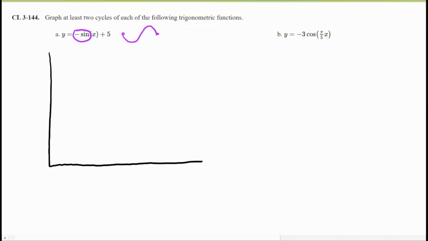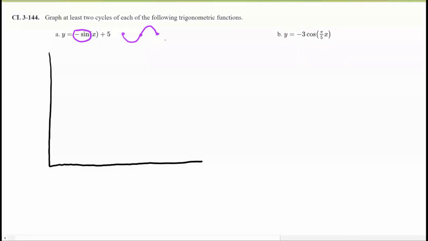Here we're asked to graph at least 2 cycles of each of the following trig functions. So for the first one here, what I'm looking at before I even get started is the fact that it is a negative sine graph. What I should know about negative sine graphs is that they start at the midline and then they go down first because it is negative.